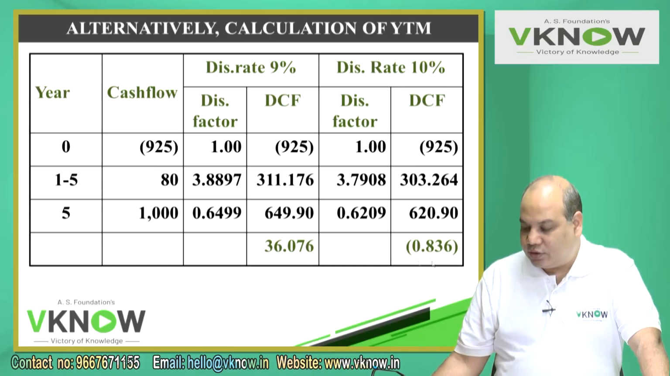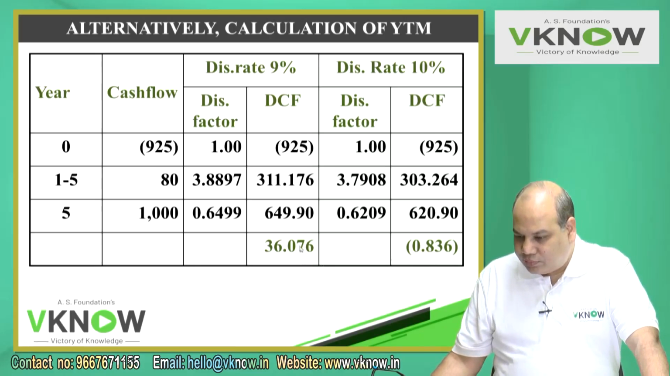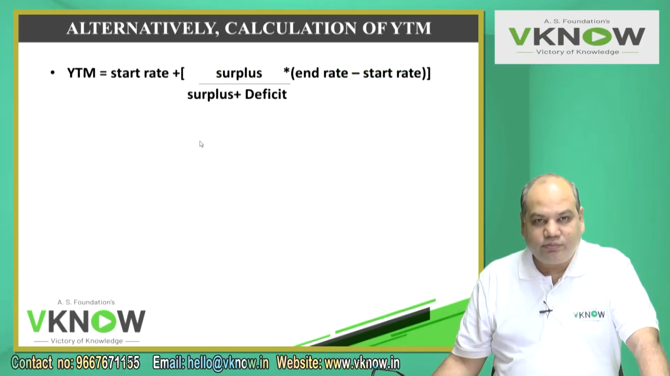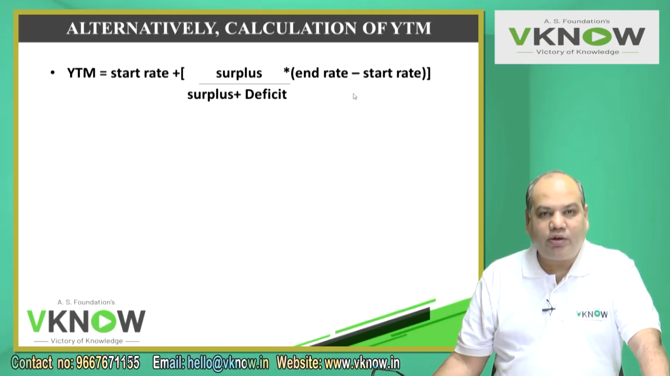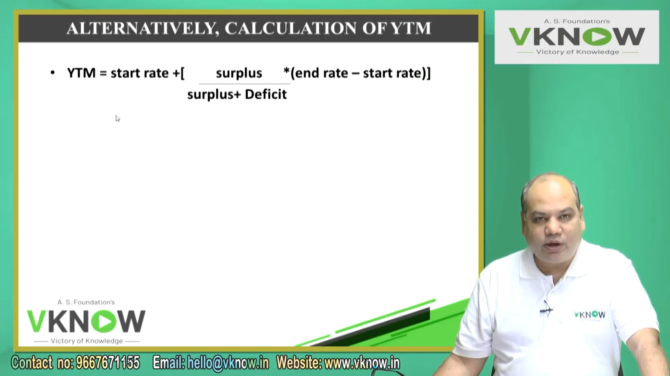Check, 0.836 negative. Now understand the IRR calculation. At 9% it is positive. At 10% it is negative. So that means 0 lies somewhere between these two extremes, which means the IRR lies somewhere between 9 and 10%. So how to get that IRR? For that, there is a formula which you have studied in your financial management subject, capital budgeting chapter. So write down below the table: YTM is equal to start rate plus surplus upon surplus plus deficit, into end rate minus start rate.